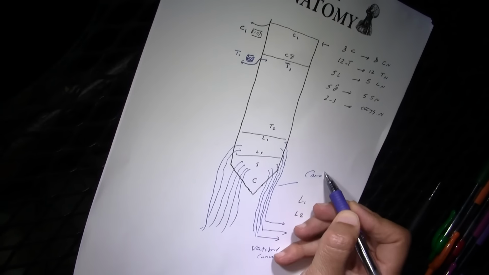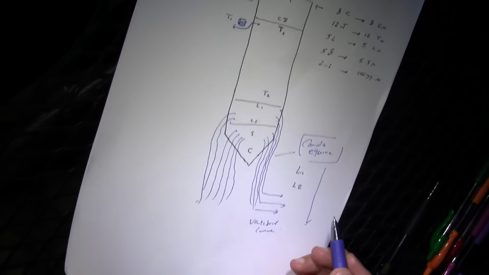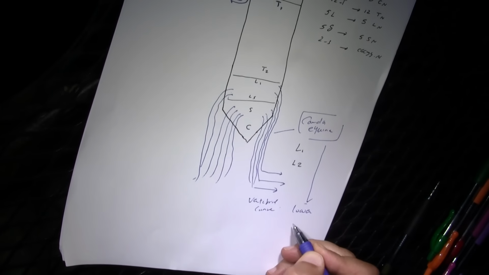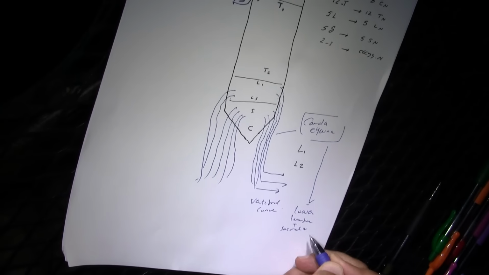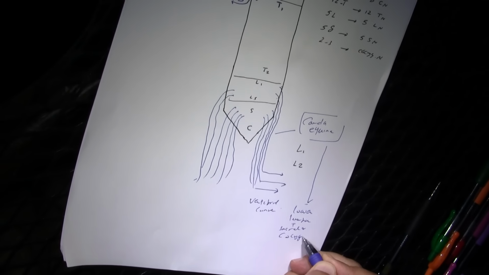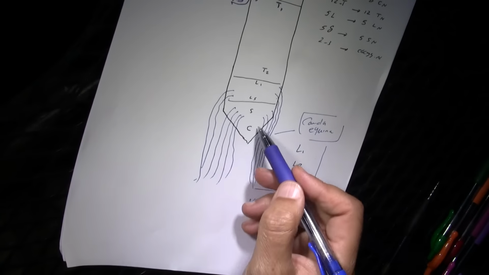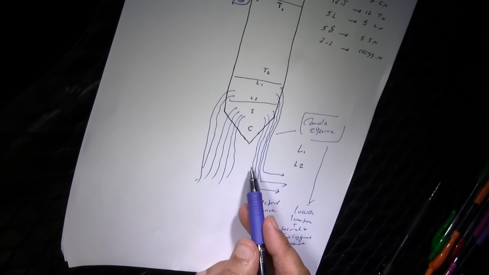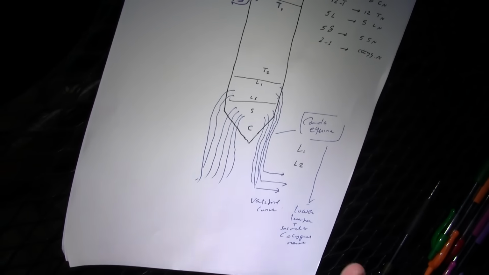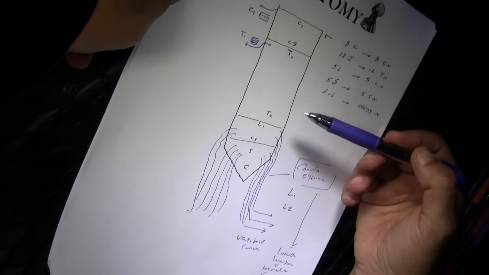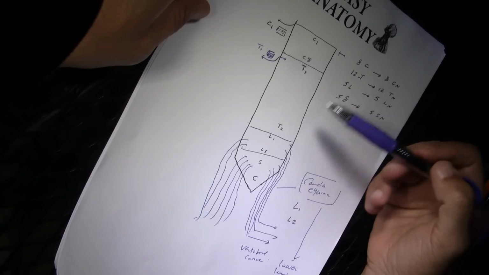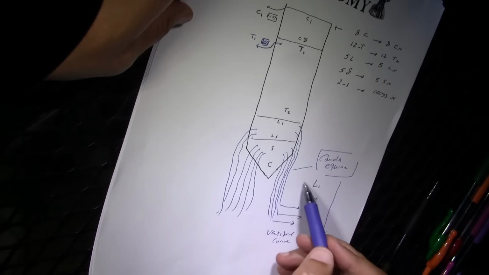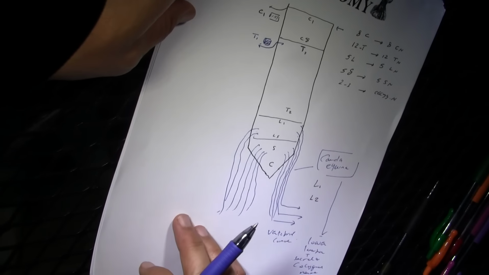So keep in mind that the cauda equina represents the lower lumbar plus sacral and the coccygeal nerves, and they descend below the spinal cord through the vertebral canal. Okay, so this is the general idea about the spinal cord. The spinal cord again is shorter than the vertebral canal, and it ends at the level between lumbar 1 and lumbar 2.